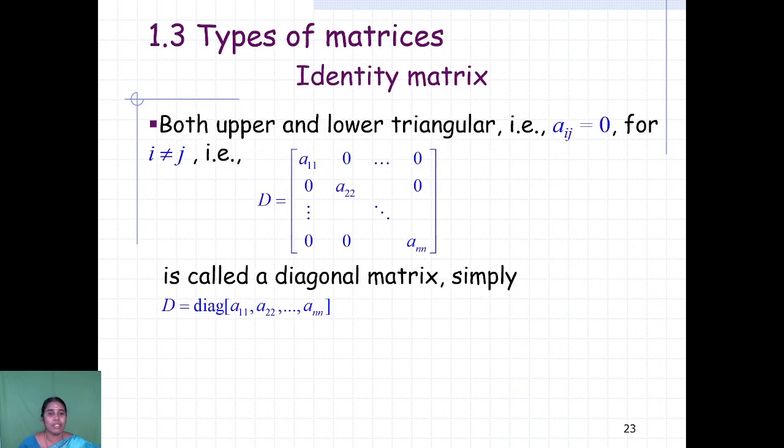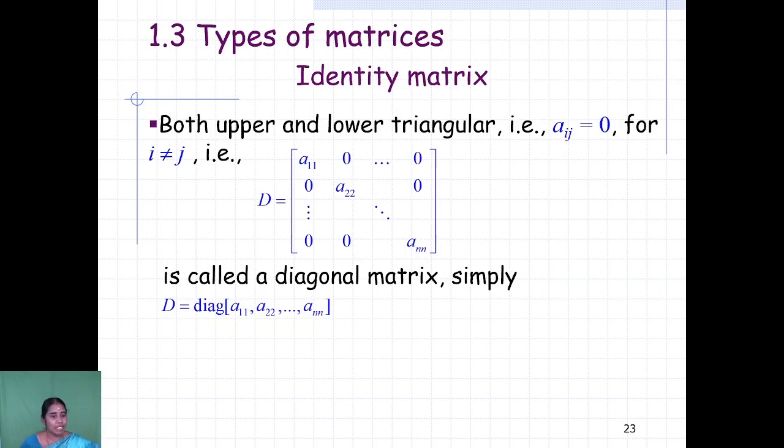If it is both upper and lower triangular, that is a_ij equal to 0 for i not equal to j, it means that other than the diagonal elements, all the values above the diagonal and below the diagonal are 0, which implies that it's a diagonal matrix. That is, the diagonal matrix contains elements only in the diagonals. All other elements other than the diagonal elements are 0.